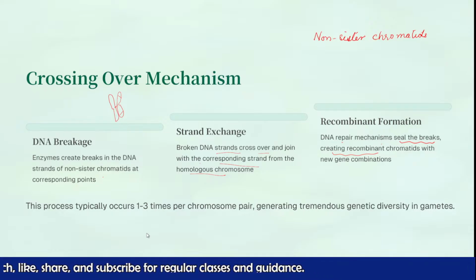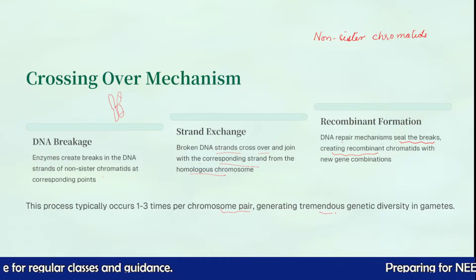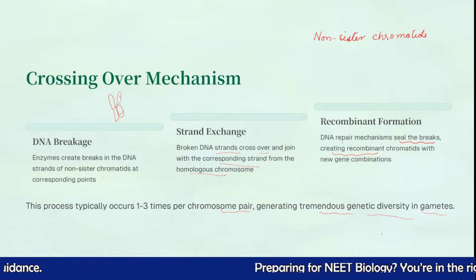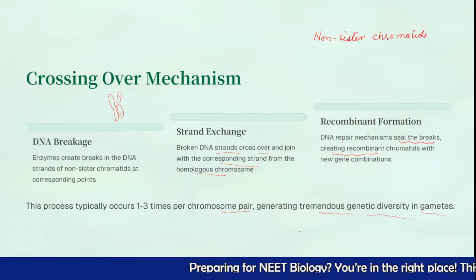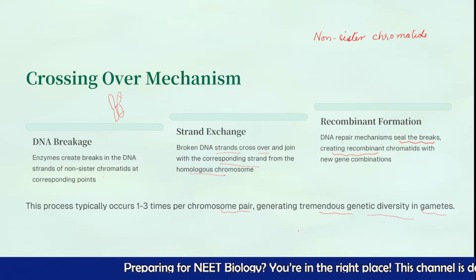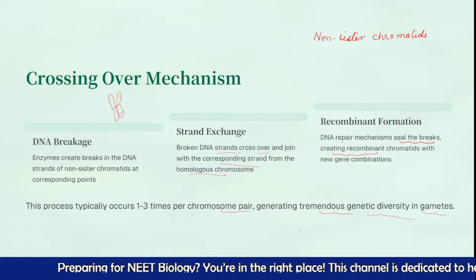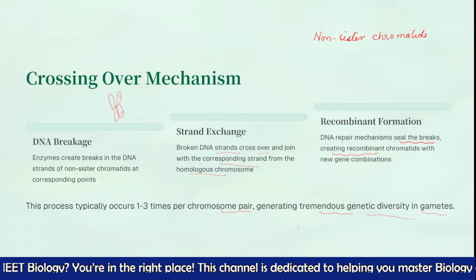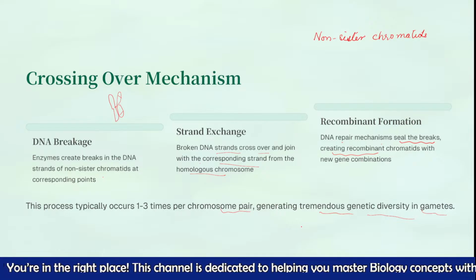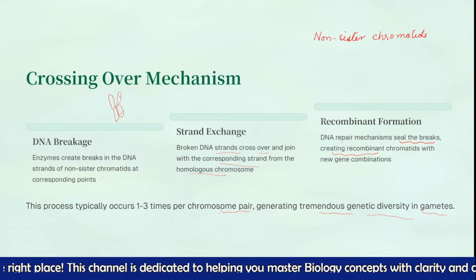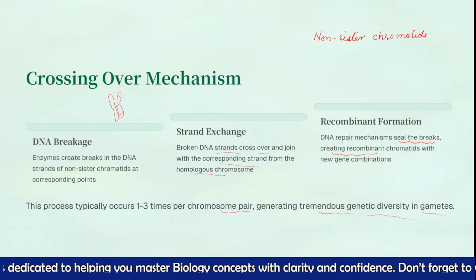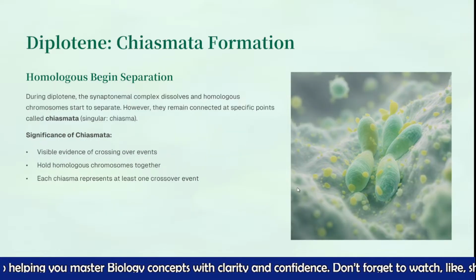This process typically occurs 1 to 3 times per chromosome pair, generating tremendous genetic diversity in the gametes. As a result of sexual reproduction, the young ones are not the exact copy of their parents. We are not the exact copy of our parents because we have some new characters, right? And those new characters are due to this crossing over and recombination. Okay, so that's over.